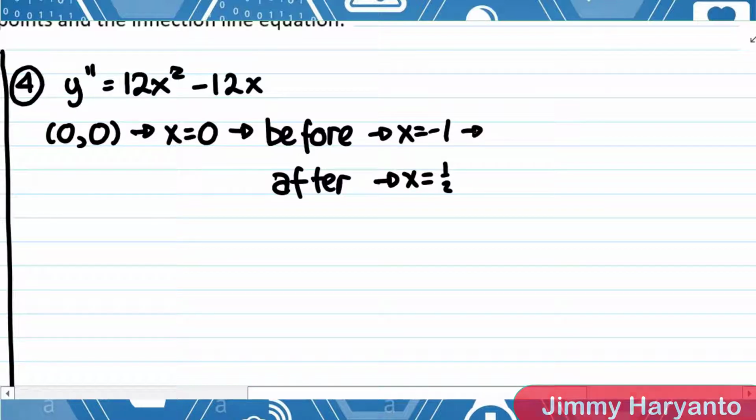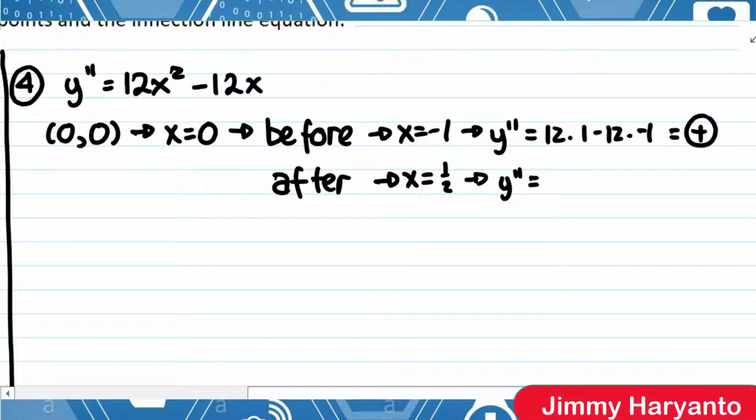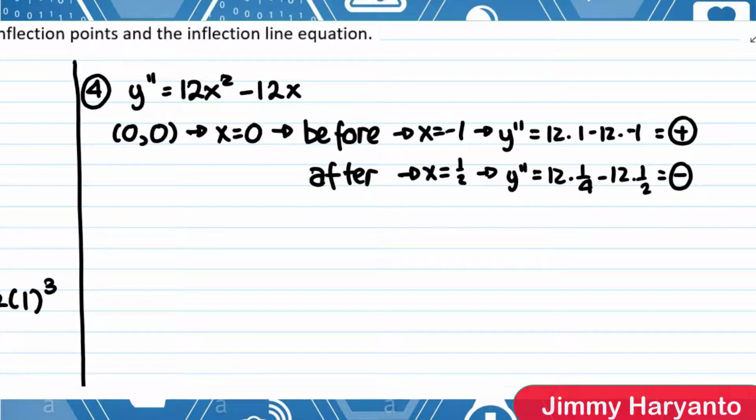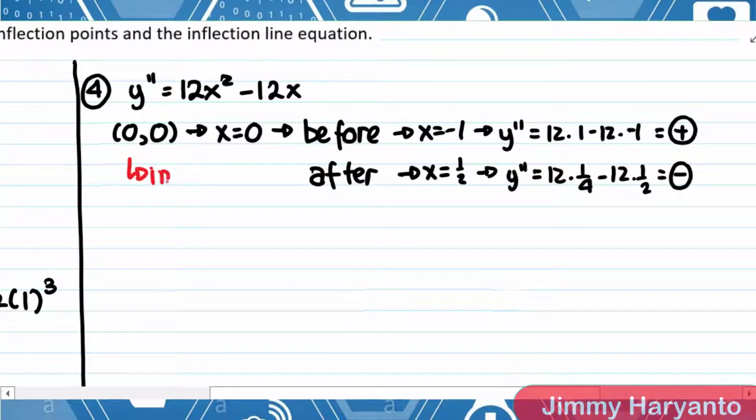For -1, the value of the y double accent will be 12 times 1 minus 12 times -1, and this one will be positive. And for the second x, you will have 12 times 1 over 4 minus 12 times half, and the value will be negative. Yeah, so there is a change of sign. So we already know that this one will be an inflection point.